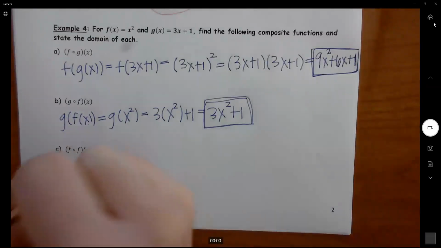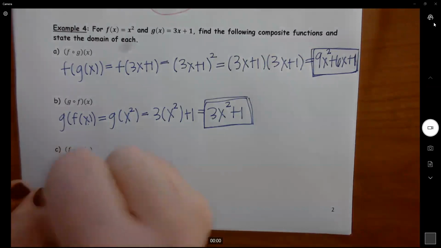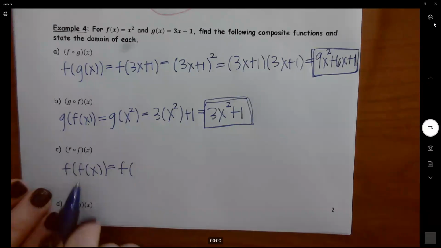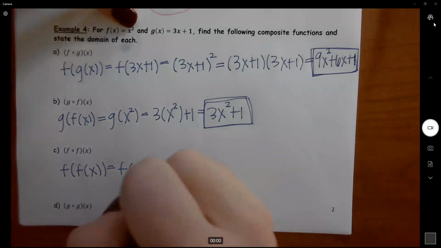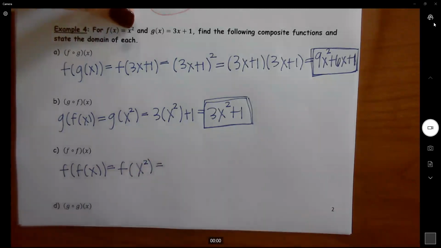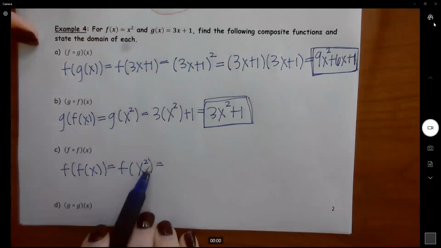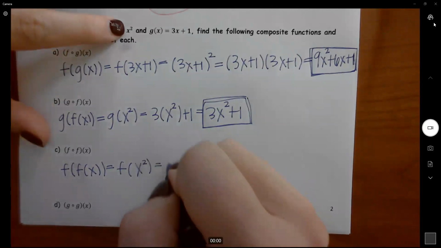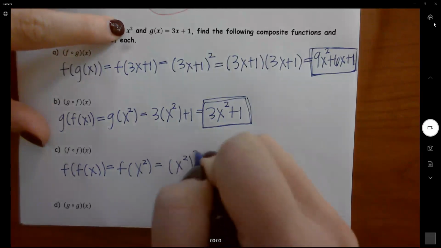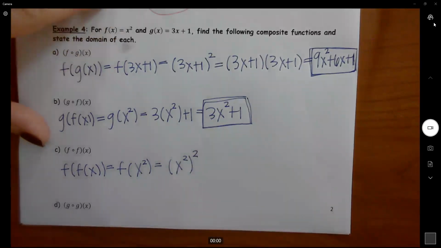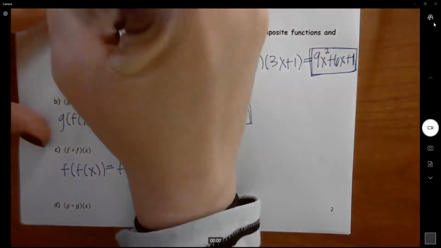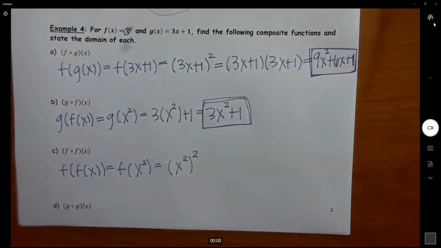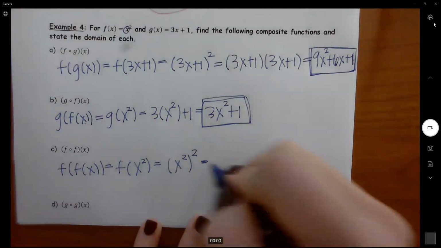Here we have f of f of x. So what is my f of x? My f of x is x squared. And now f of x squared, take your function f, and everywhere you see an x, replace it with x squared. This becomes x squared and then squared, because you are taking this x right here and replacing it with x squared. So that squared on the outside is still there. And so this is x to the 4th.